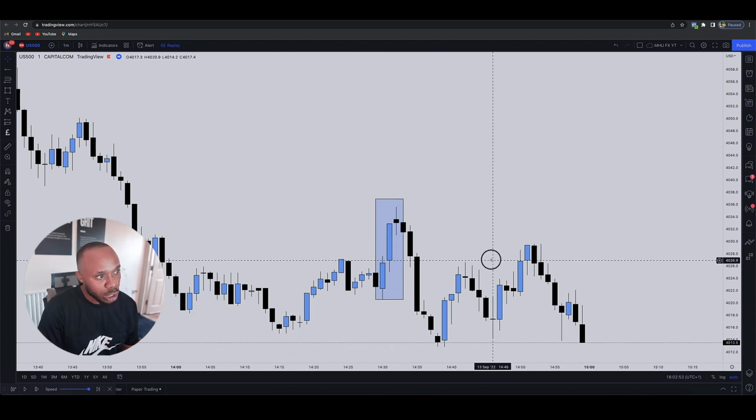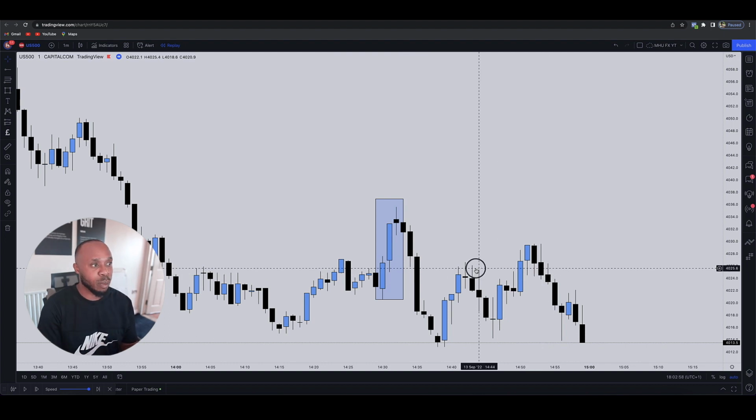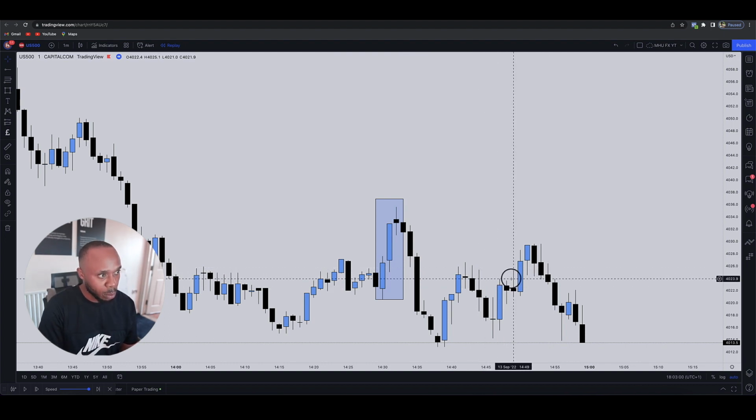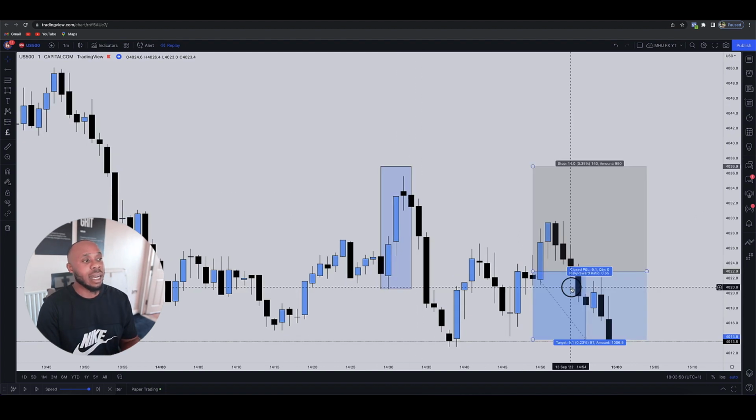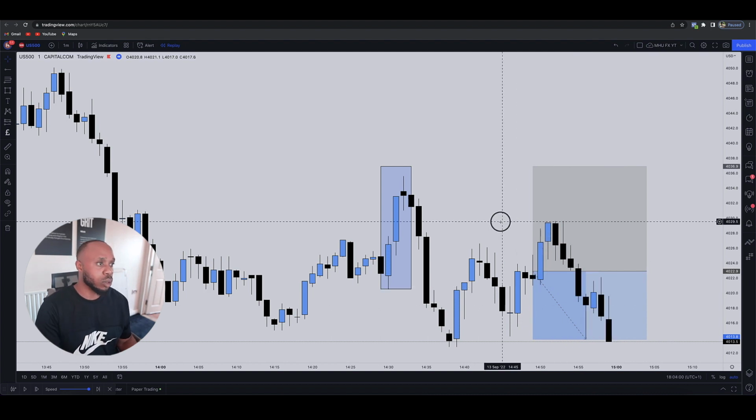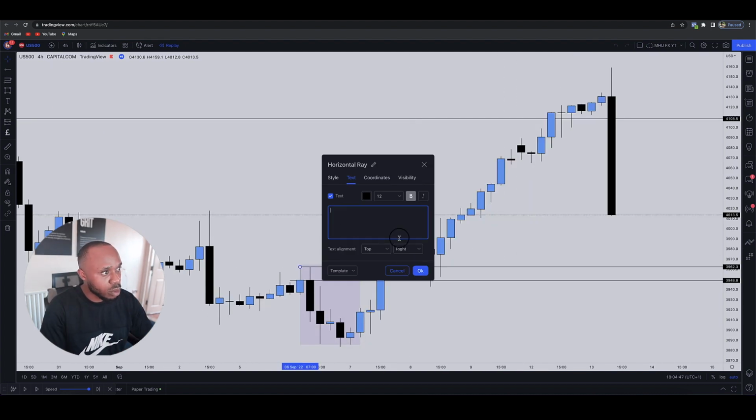When price returns back up into it, this is where I was active with my sells. So I actually sold, I believe, somewhere around here. I believe my stop loss was at this high here, or just above the high, roughly about 37. And then the target was the very high of that 4-hour down close candle. I'm just going to go ahead and get that number real quick. So coordinates, and that was 39.62.